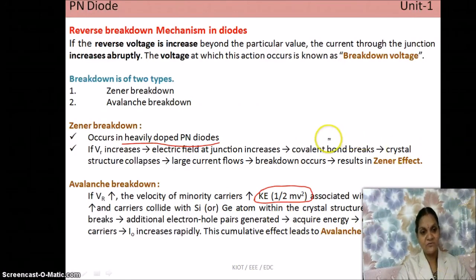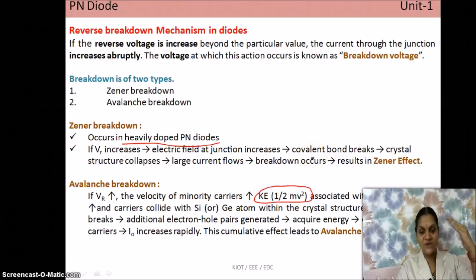There is one main difference between the Zener effect and the avalanche effect. The Zener effect occurs in a heavily doped diode, so the current flowing increases drastically. At once, if the diode breaks down, the current increases drastically. Whereas in the case of the avalanche effect or avalanche breakdown, the current increases slowly.